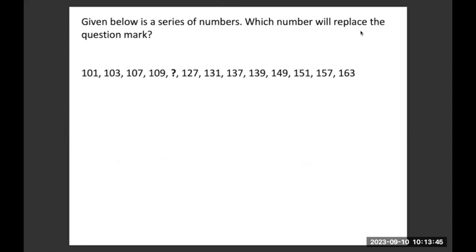I have done this question earlier, but this question has come out as a doubt by one of the students. So I'll solve this here. But still, if you know the solution, please go ahead and answer in the chat box. Okay. Here there is a series of numbers given: 101, 103, 107, 109, 127, and so on till 163. There's a missing number here in the middle. You have to find which that missing number is.